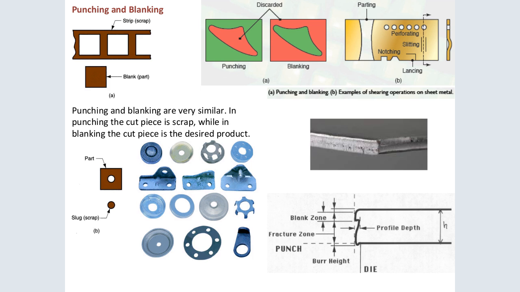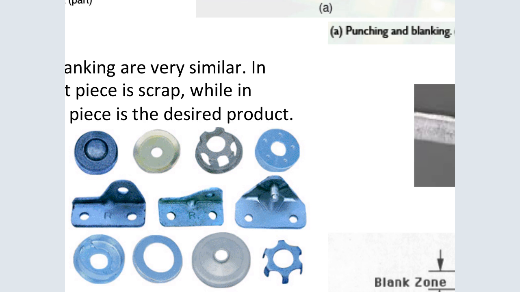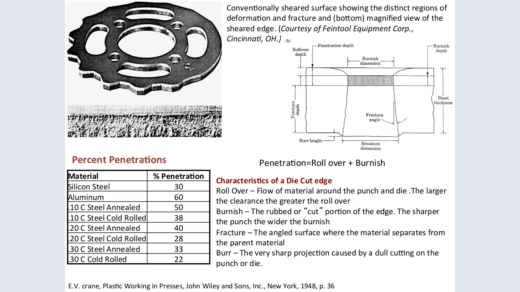Punching and blanking are very similar. In punching, the cut piece is scrap, while in blanking the cut out piece is the desired product. So we can see how the products are being generated. This is the punching discarded. These are the discarded parts, the unwanted parts. And then these are the parts. You can see the notches, the perforation, and the slitting. You can now see maybe the metalwork that has not been operated on. All of them are seen there.